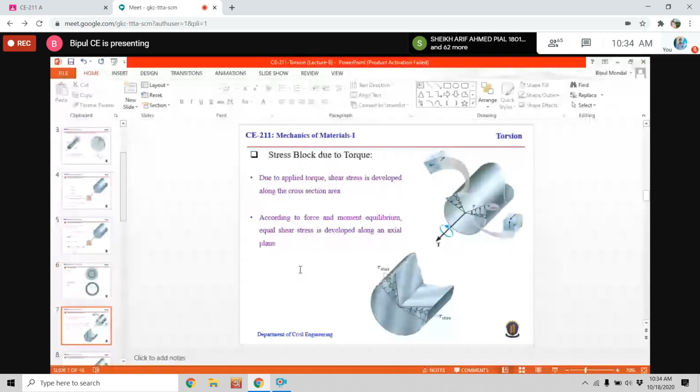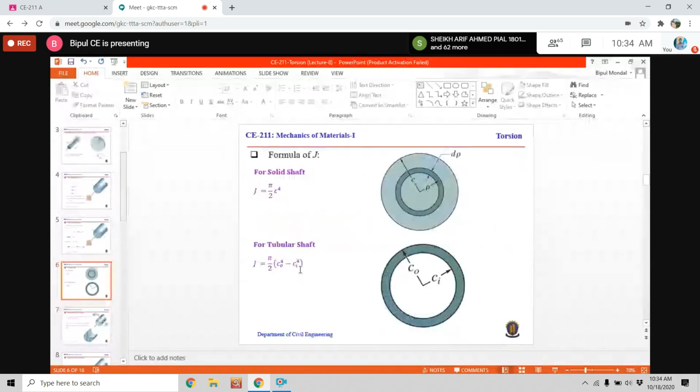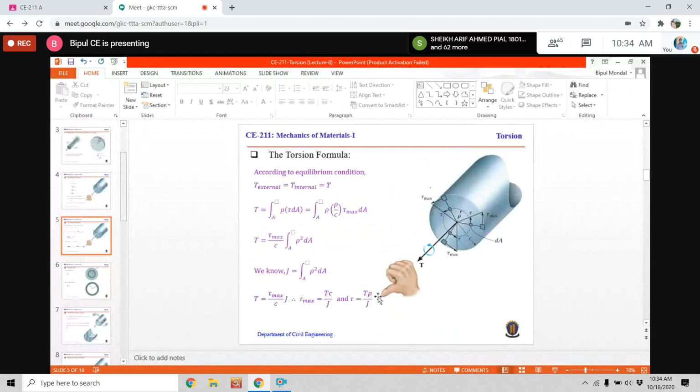Actually, go to the previous slide. These two equations are known as the torsion formula, and sometimes in the exam you may be asked to derive the torsion formula. Then you will derive either this equation or this equation.